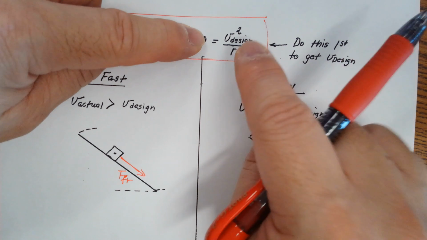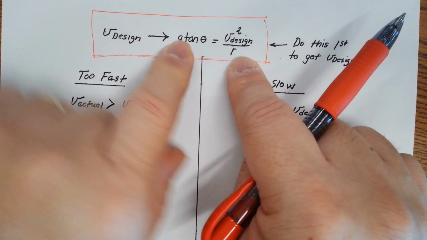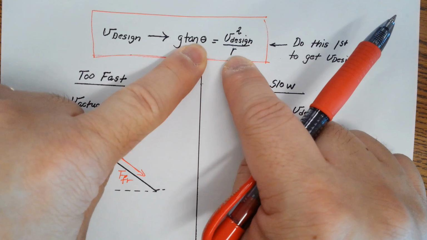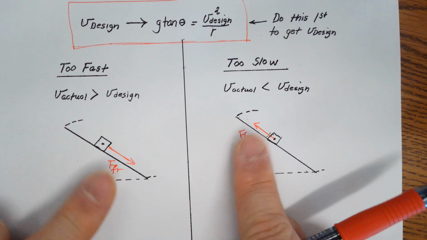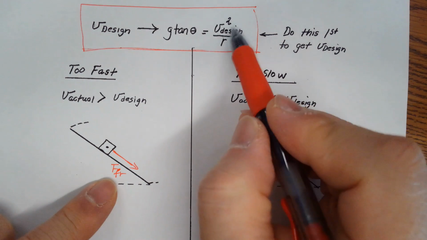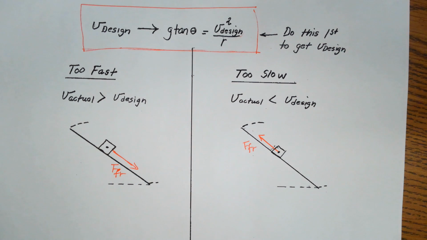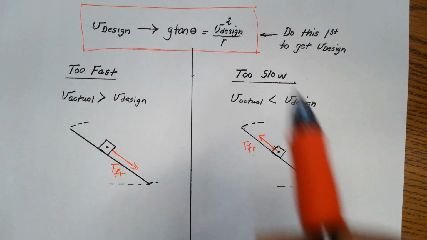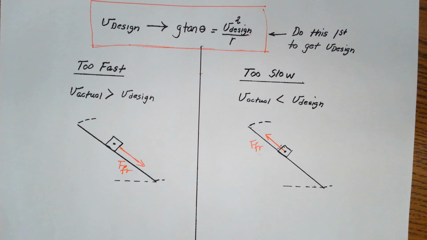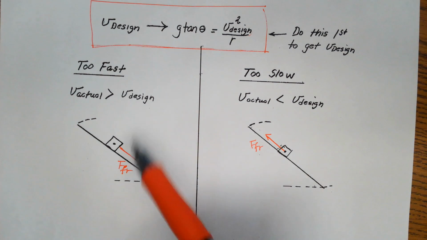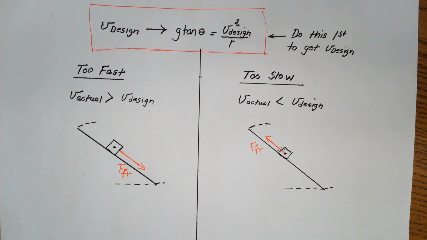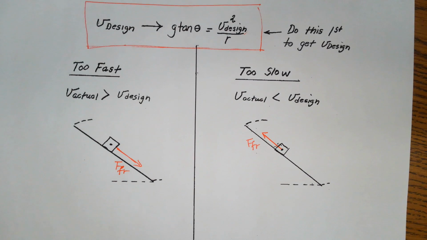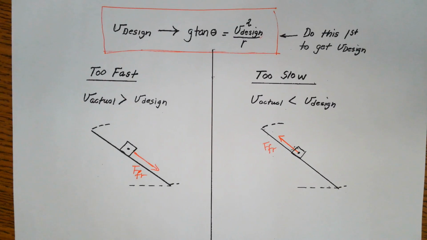So if you know the safe speed, then they will probably tell you to calculate the angle. But you could only do these with friction if you know this design speed. If you don't know what this design speed is, then you can't really do this. Okay? So that concludes our chapter 6.